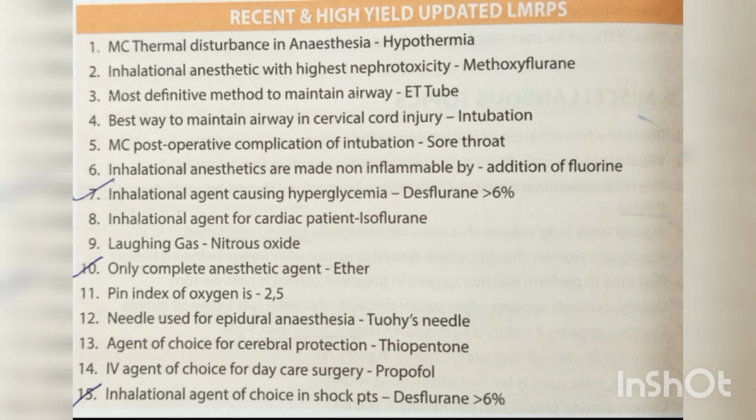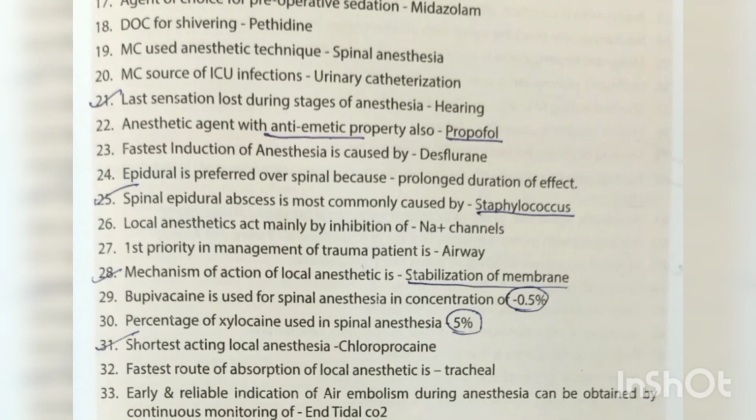Needle used for epidural anesthesia is Tuohy needle. Agent of choice for cerebral protection is thiopentone. IV agent of choice for daycare surgery is propofol. Inhalational agent of choice in shock patients is desflurane greater than 6%. IV agent causing maximum nausea and vomiting is etomidate. Agent of choice for preoperative sedation is midazolam. Drug of choice for shivering, pethidine.